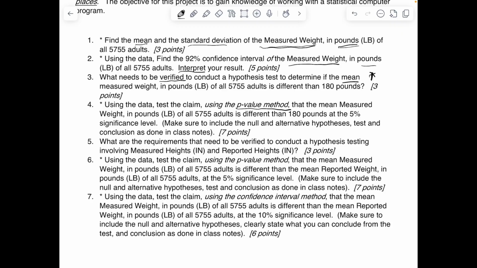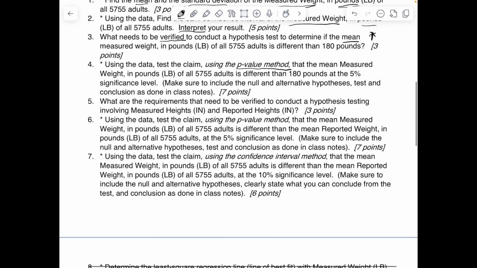So make sure you use the right method, that the mean measured weights in pounds is different than 180 pounds at a 5% significance level. It does say to make sure you include your null and alternative hypotheses, your test, so make sure you find your p-value and test it, and then also to state your conclusions as we do in our class notes. Make sure you use the same wording.